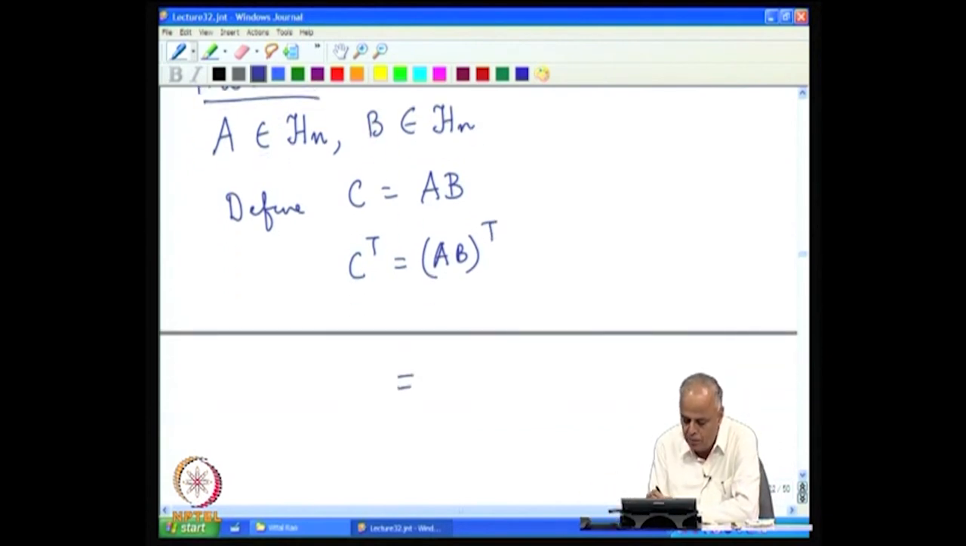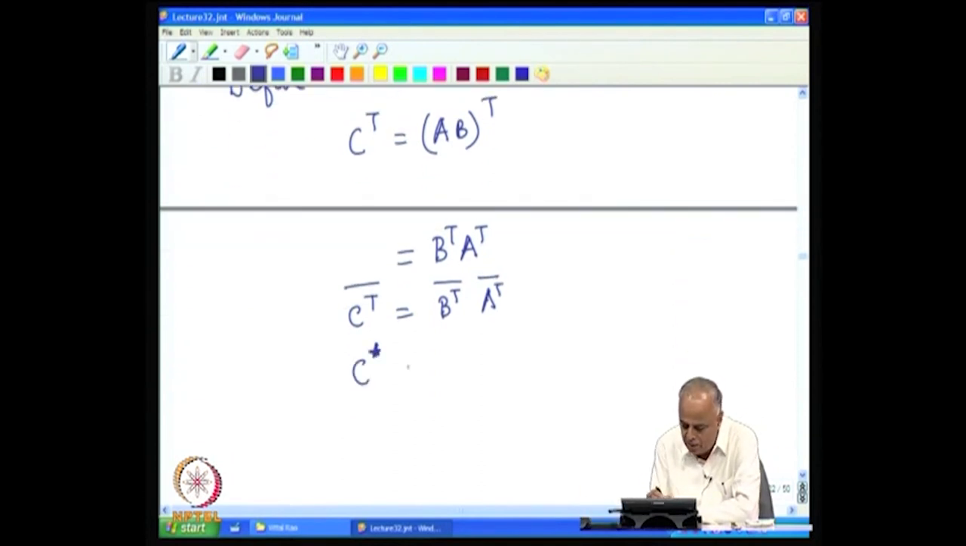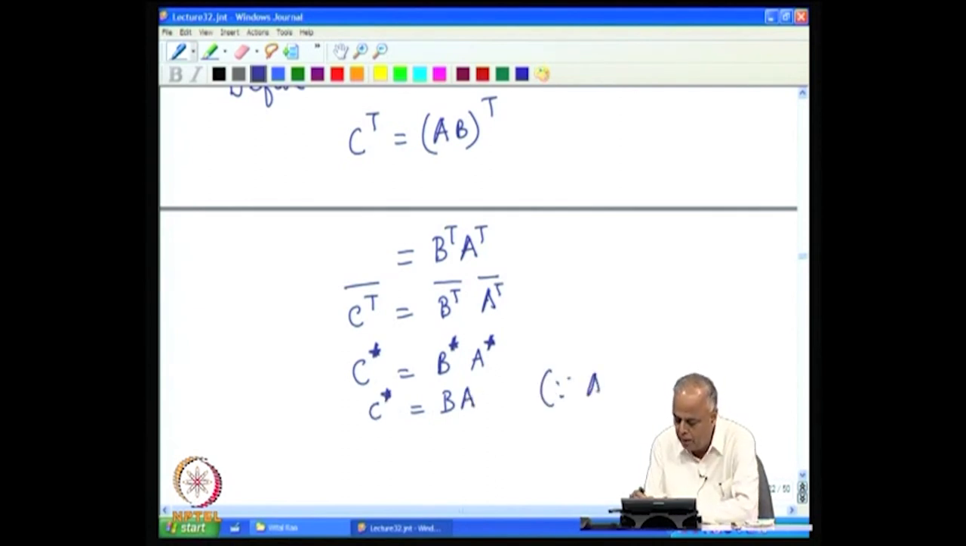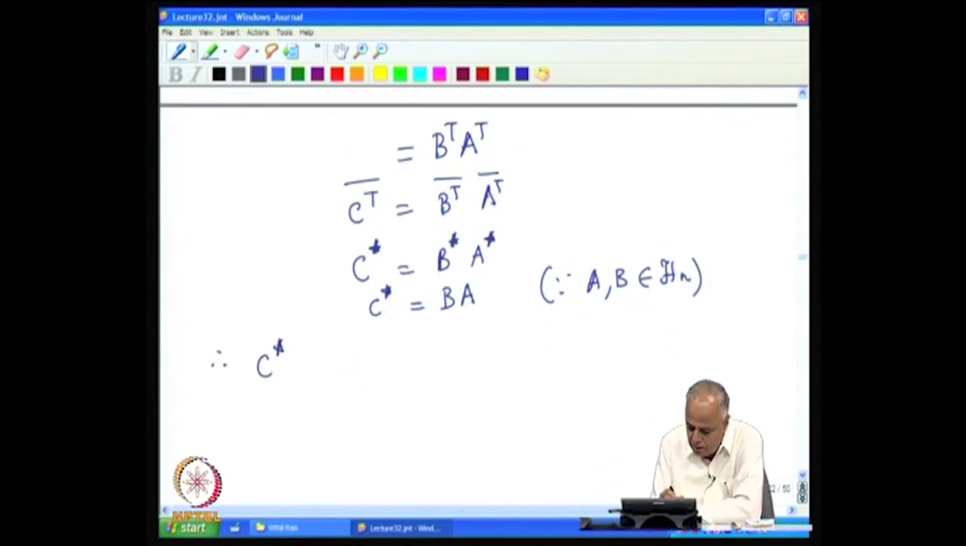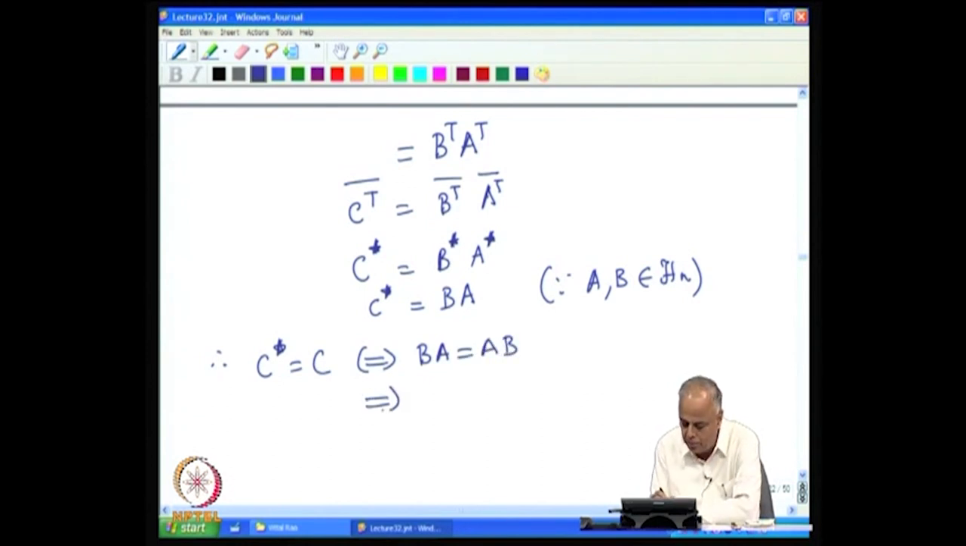But AB transpose, the transpose of a product is the product of the transposes in the reverse order, and therefore, C transpose conjugate is B transpose conjugate into A transpose conjugate, and this is C star, this is B star and that is A star, and that is equal to BA, because A and B are Hermitian. Since A and B are Hermitian, B star is B and A star is A. Now, therefore, C star is equal to C, that is, C will be Hermitian if and only if C star is BA, C is AB, that is, if and only if A and B commute.